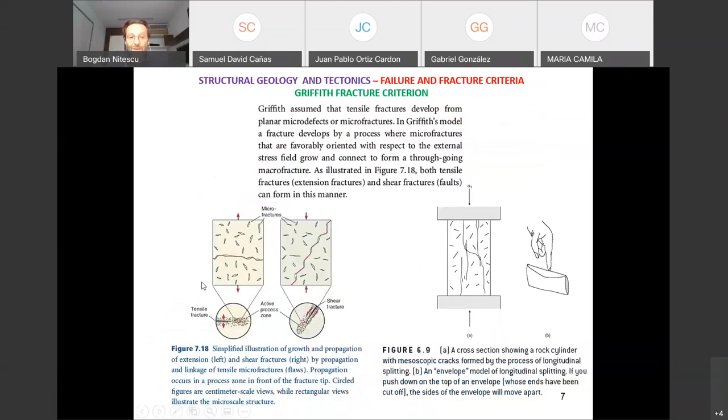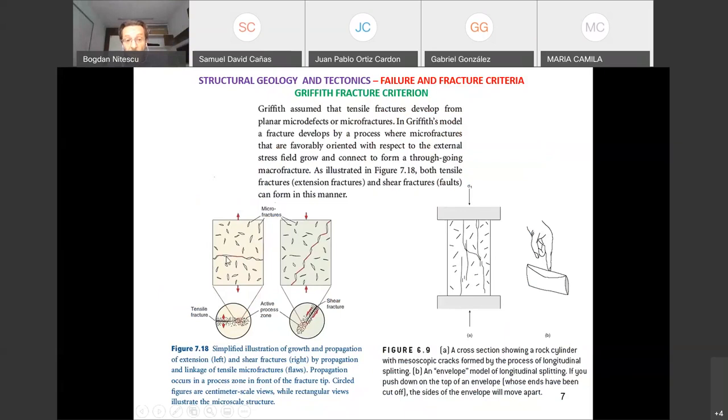So if you have real rocks like here, the real rocks have microfractures. And what will happen? These microfractures, depending on the state of stress, here you pull the rock. The favorably oriented microfractures, initially this one, will have stress concentration at the tips here. They are favorably oriented relative to the main stress. And what happens?